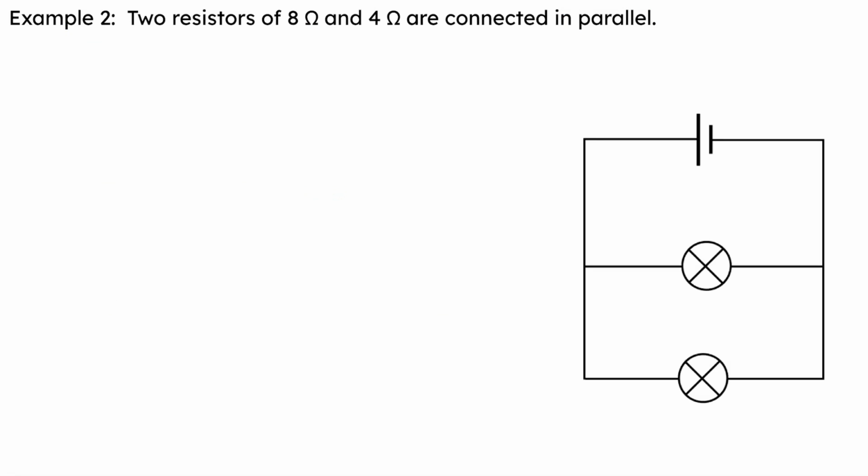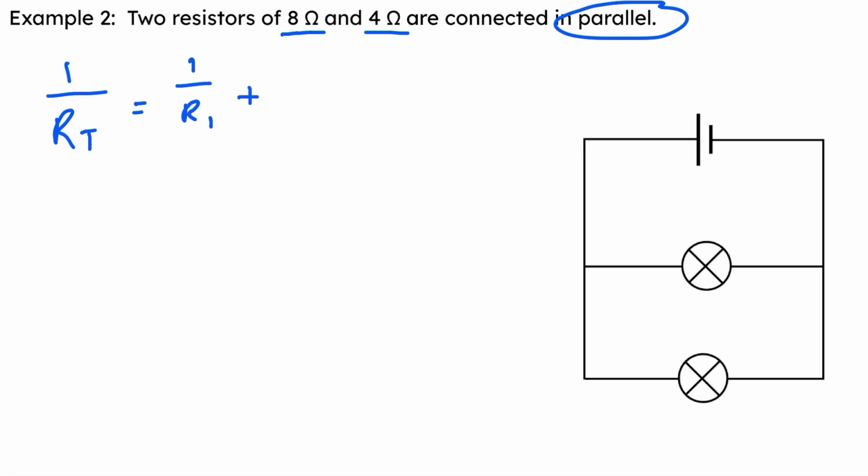Let's take our second example. So we have two resistors of 8 ohms and 4 ohms, and they are connected in parallel. So we need to use our equation. 1 over the total resistance is equal to 1 over resistance 1 plus 1 over resistance 2. We can substitute in our values. So 1 over our total resistance will be equal to 1 over 8 plus 1 over 4 ohms.